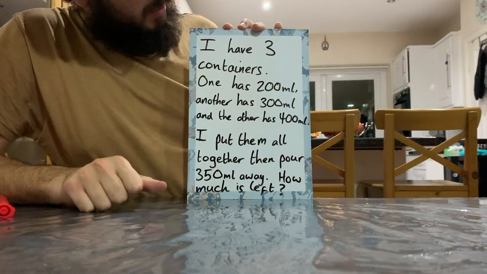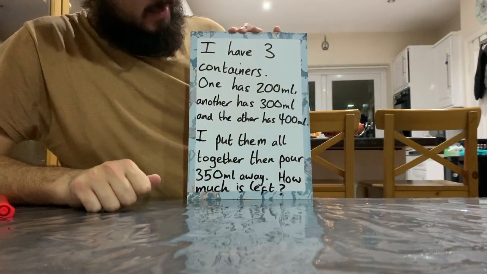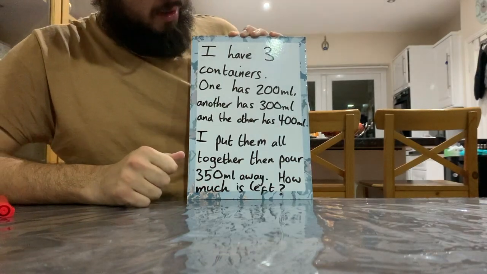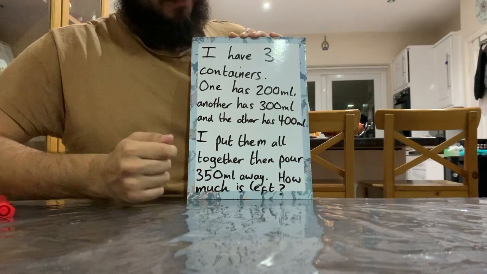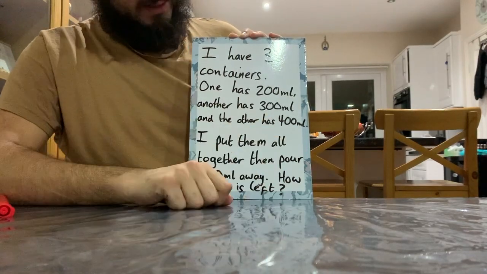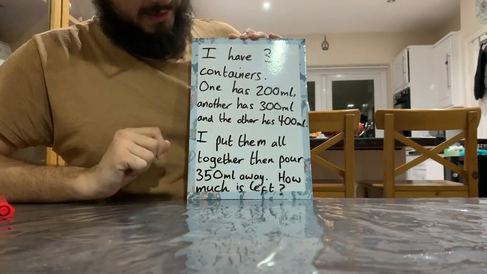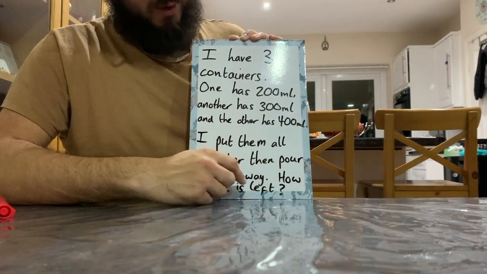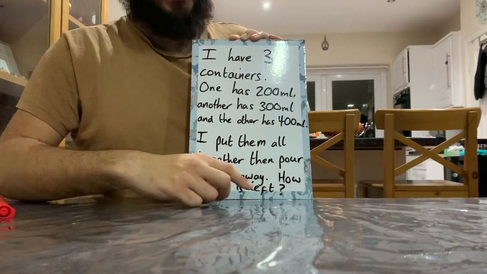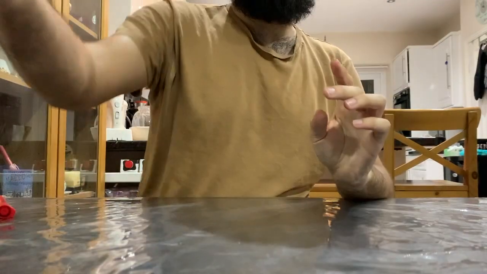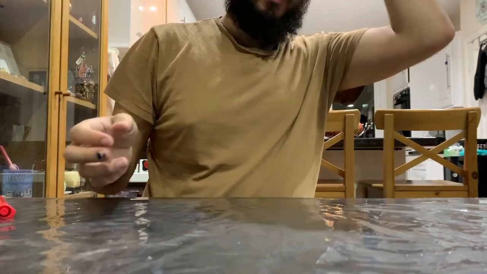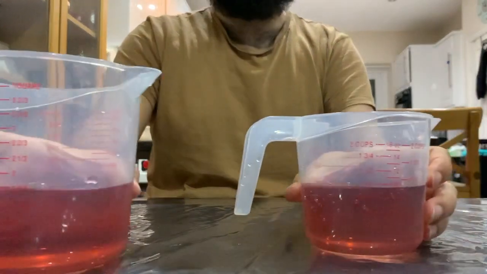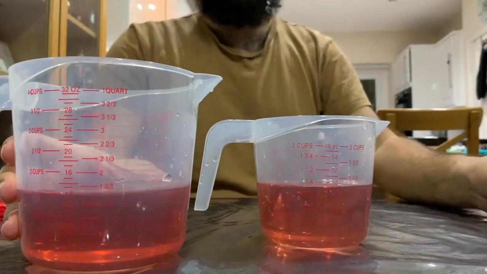Our next question is, I have 3 containers. One of them has 200 milliliters, another one has 300 milliliters, and the other one has 400 milliliters. I put them all together and then pour 350 milliliters away. How much is left? So the first thing you have to do is think about how you're going to solve the question. So it's asking you to add them all up together first and then do something afterwards.